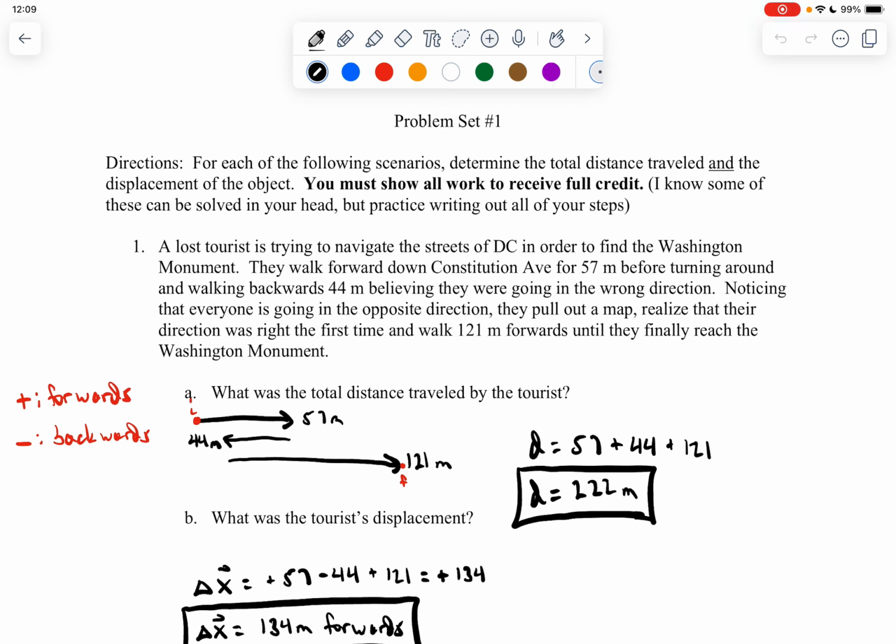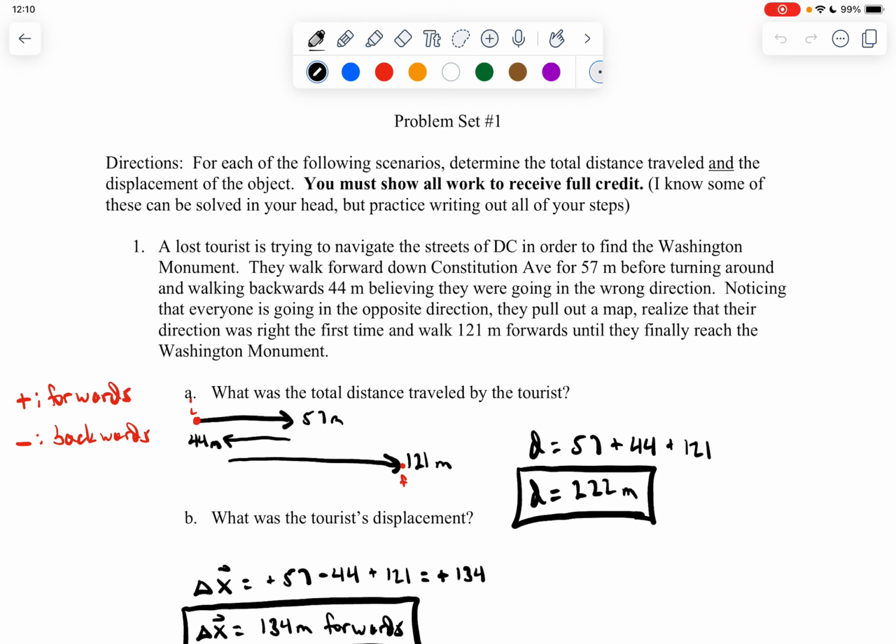So look at this first one. We have this tourist who is walking throughout DC. We're told they first walked forward down Constitution Ave for 57 meters, before turning around and walking backwards 44 meters. And then from there, they pull out a map, realize they're going the right direction the first time, and then walk back 121 meters forwards until they finally reach the Washington Monument.